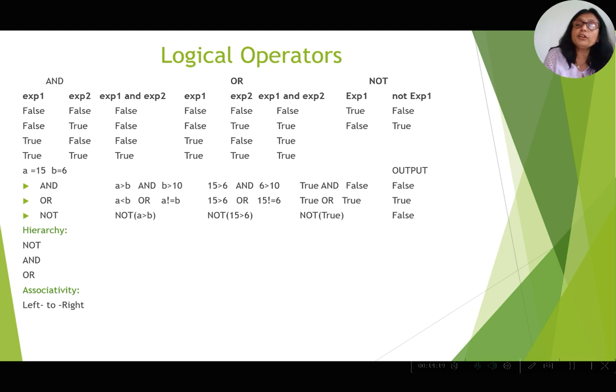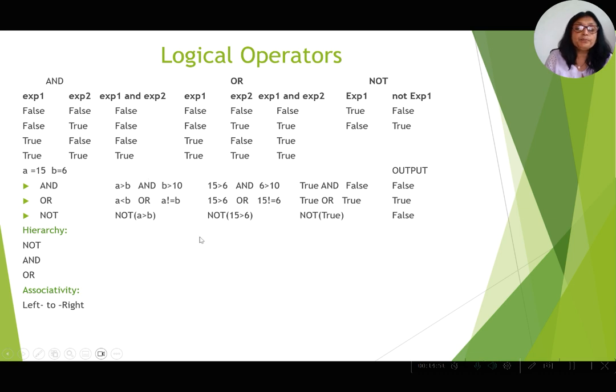Okay, now move to the next expression. 15 is greater than 6, it is true, or 15 is not equal to 6, it is also true. So true or true is true. In case of the or operator, what will happen? The output is false only when all the inputs are false. Now in case of not, what is it? It is the complement. So not 15 greater than 6. 15 greater than 6 is true. Since it is true, not true is false.